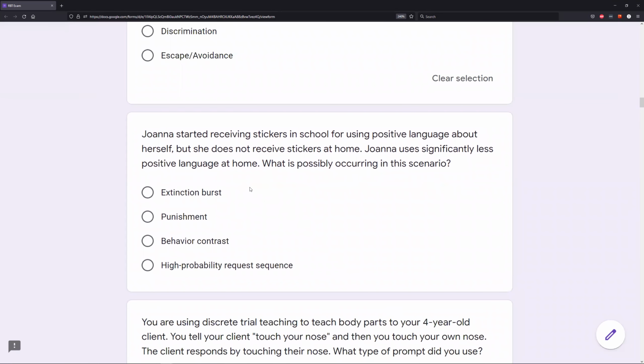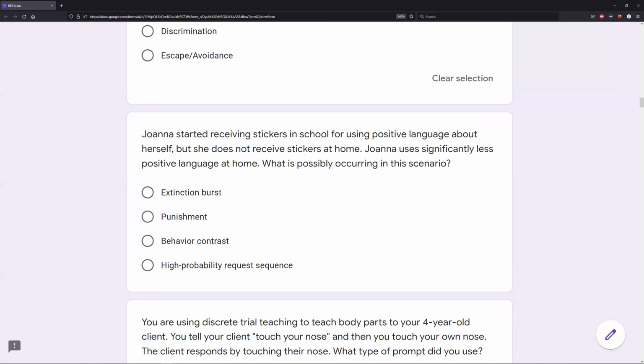Joanna started receiving stickers in school for using positive language about herself, but she does not receive stickers at home. Joanna uses significantly less positive language at home. What is possibly occurring in this scenario? This is going to be one of the most common things you run into as you go through your RBT career. Two environments, behavior happens at a high rate in one environment, and then in the other environment, it occurs significantly less, okay? There's a great contrast between behavior.